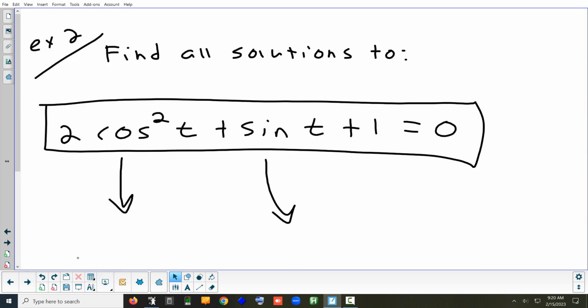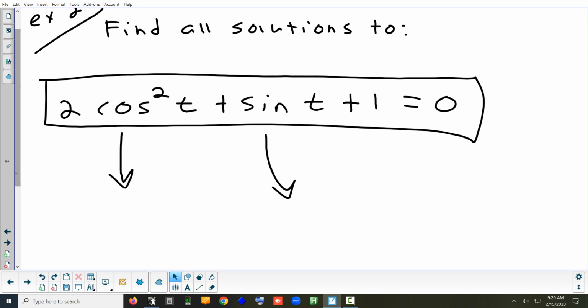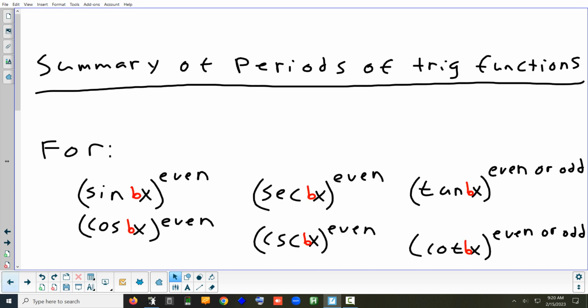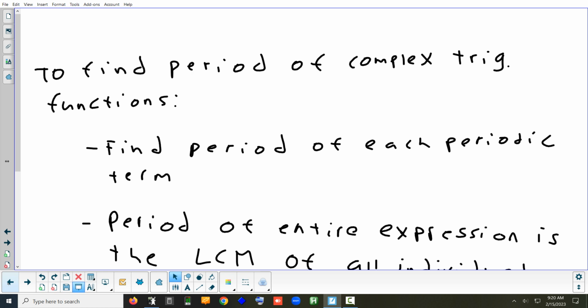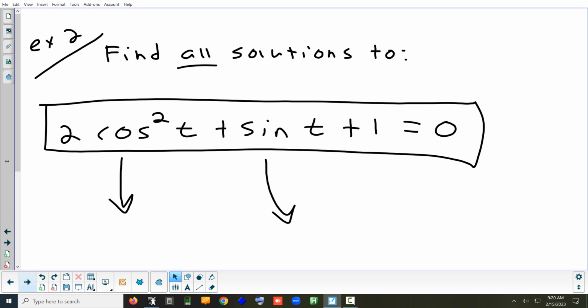So now we're ready to look at this problem. So directions say find all the solutions. So first step, find the period of each periodic term. There's 3 terms in that problem on the left side. How many of them are periodic? Yeah. 2, just the trig ones. Cosine squared and sine.